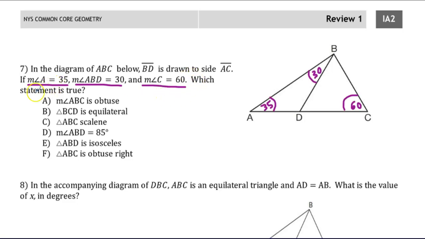So now it's asking some questions about whether ABC is obtuse, whether the triangle is equilateral. What we need to do here in order to figure out all of these is find the rest of the angles, and then we can classify these triangles as whether they're equilateral, scalene, isosceles, etc.